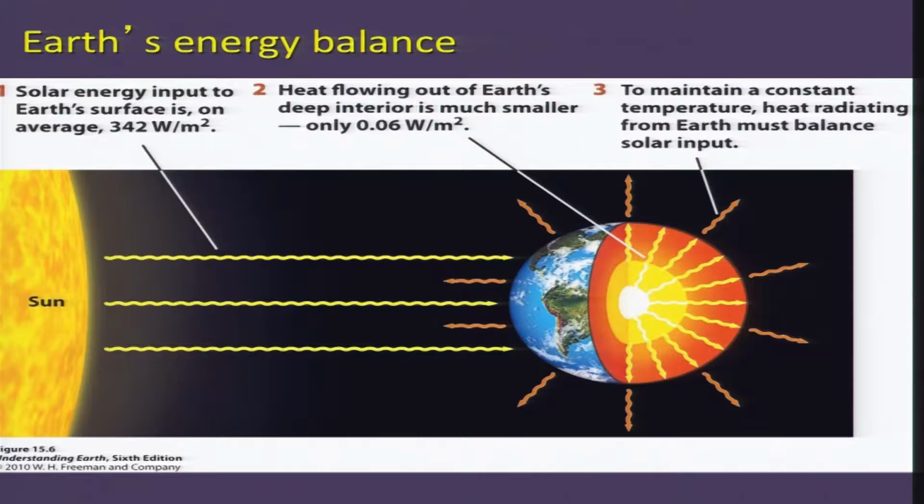Now if you look at the Earth's energy balance, the input to the Earth's surface, in terms of solar energy, is on average about 342 watt per meter square. The second important point is that heat flowing from the interior of the Earth also adds to the radiation going out. That is about 0.06 watt per meter square, which is very, very little. So most of the energy the Earth receives is from the sun. Now to maintain a constant temperature, heat radiating from Earth must balance the solar input. So how is it balanced?